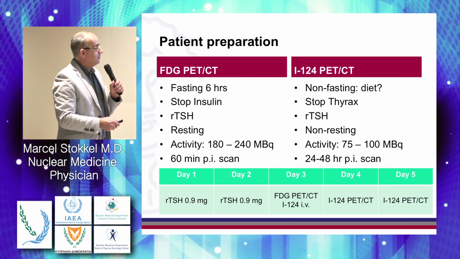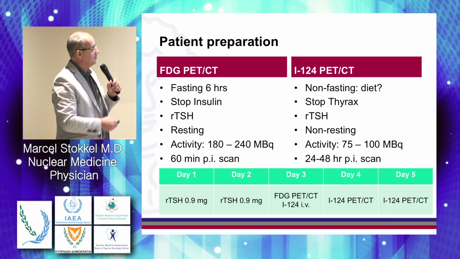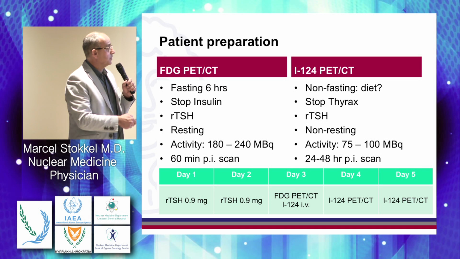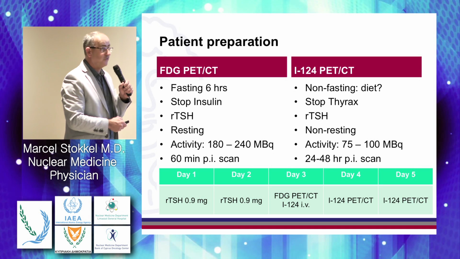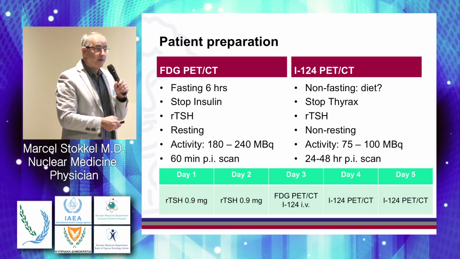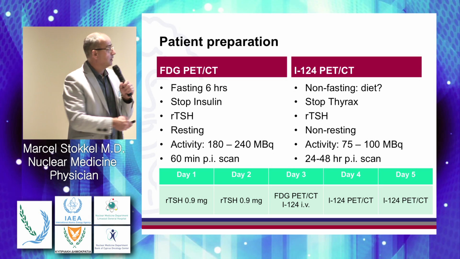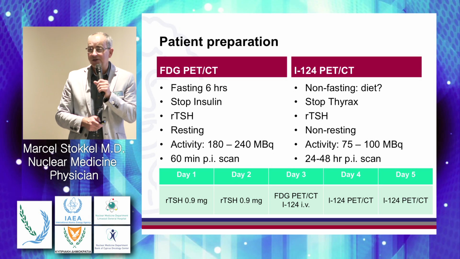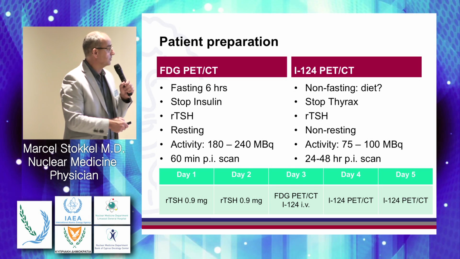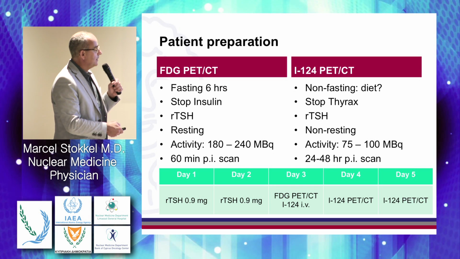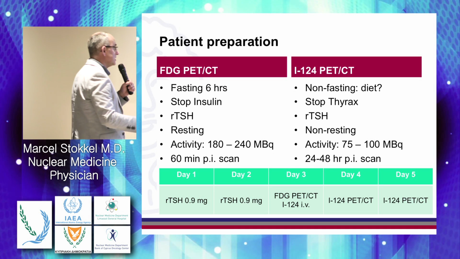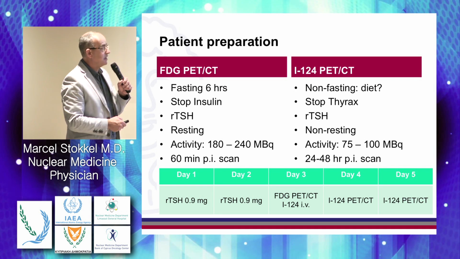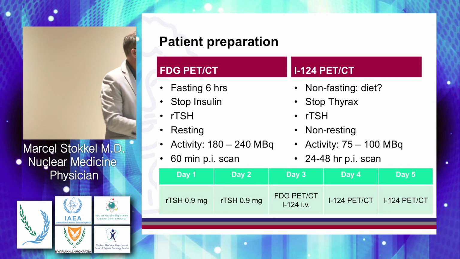The patient preparation, therefore, is highly important. When you look at the FDG PET scan in thyroid cancer or thyroid imaging, we know fasting is highly important. The competition with normal glucose should be in favor of the FDG. At least the patient has to stop insulin. Especially in case of thyroid cancer, stimulation with recombinant TSH is highly recommended to increase the yield. Of course, the activity with the standard PET-CT scans is now in a range of 180 to 240 megabecquerels. And what we do is a 60-minute post-injection scan of the patient.